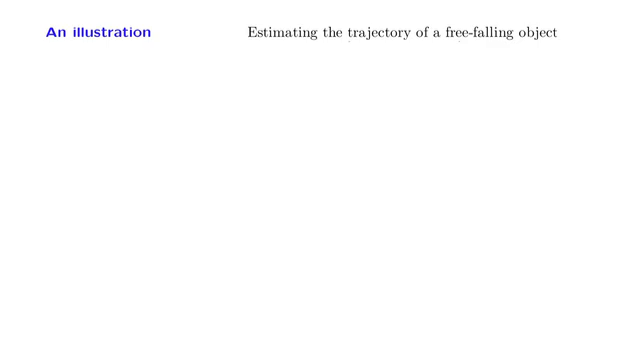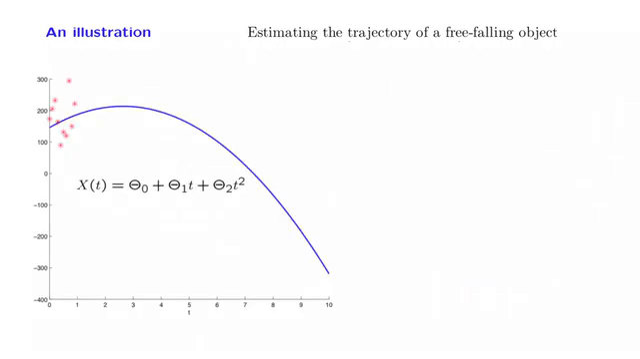Let us now come back to the trajectory estimation problem that we introduced earlier. We have an object that moves vertically. At any given time t, the height at which the object is found is equal to this expression. It corresponds to the following. The object starts at time 0 at some initial height theta 0. It has an initial velocity of theta 1, but also has a certain acceleration.